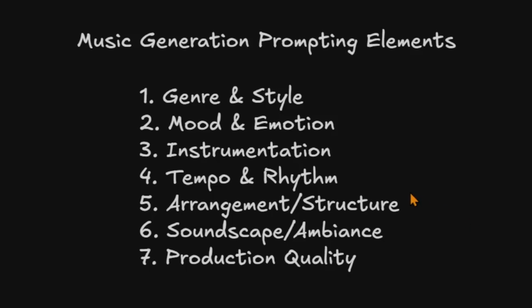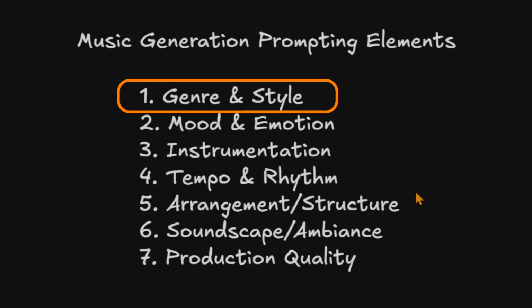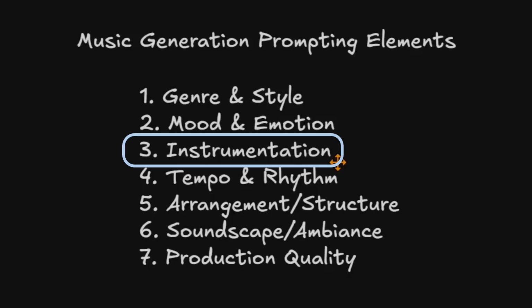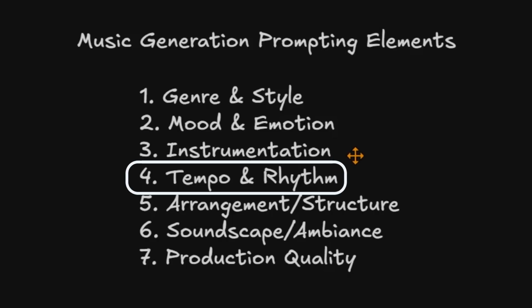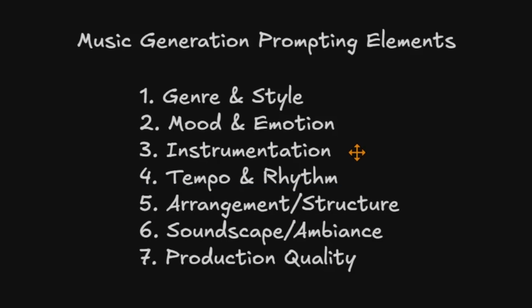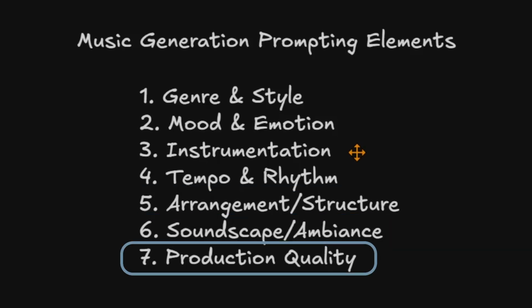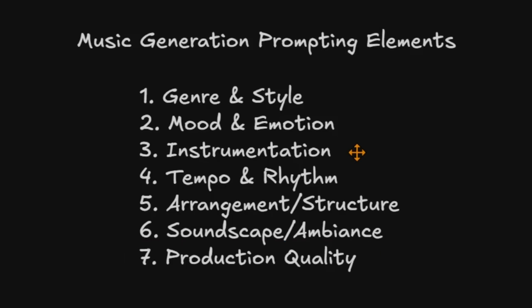But the 7 elements that Google recommends is genre and style, mood and emotion, instrumentation, tempo and rhythm, arrangement/structure, soundscape/ambient, and production quality. Again, you don't have to put all those in there.